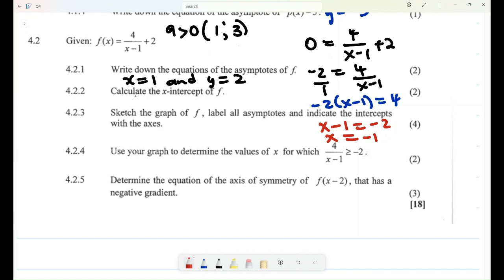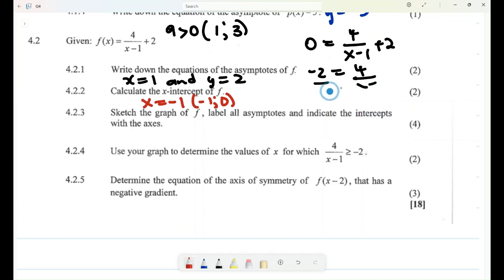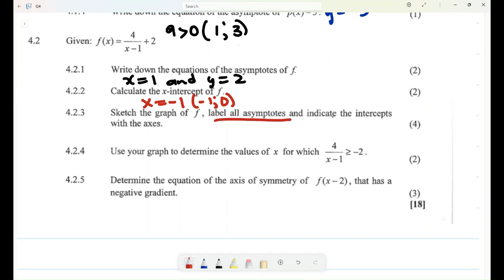All right. Therefore, the x-intercept is at x equal to -1, in terms of coordinates, (-1, 0). This is how you do your math. You can solve this however, but the answer should be -1. Now they say to us, sketch the graph of f, label all the asymptotes and indicate the intercepts with the axes. Now let's find the y-intercept.